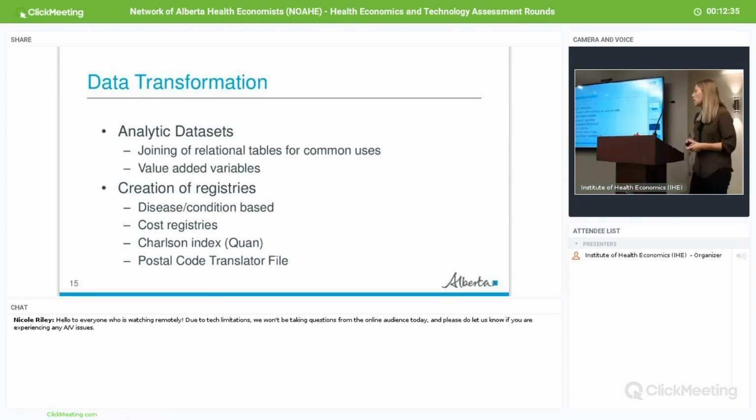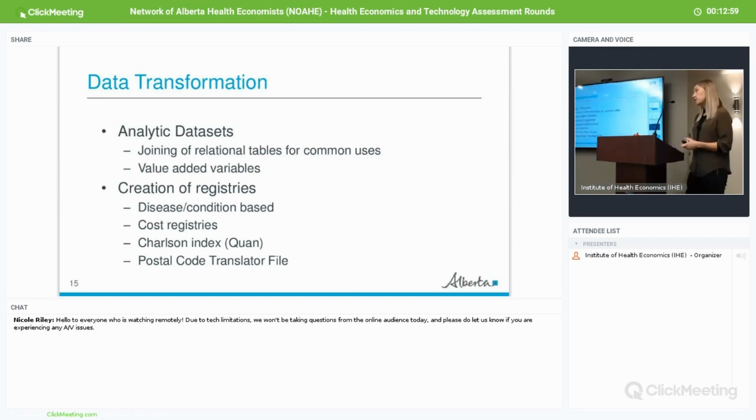We also do something called creating registries. So what we might do is apply a case definition to many of the databases in our warehouse and identify people with a given chronic disease. And then we'll store this as a registry so that we don't have to apply that algorithm every time. And the data will be stored in such a way that, as I'll show you in just a moment, you can apply it to a lot of different data sets really quickly.